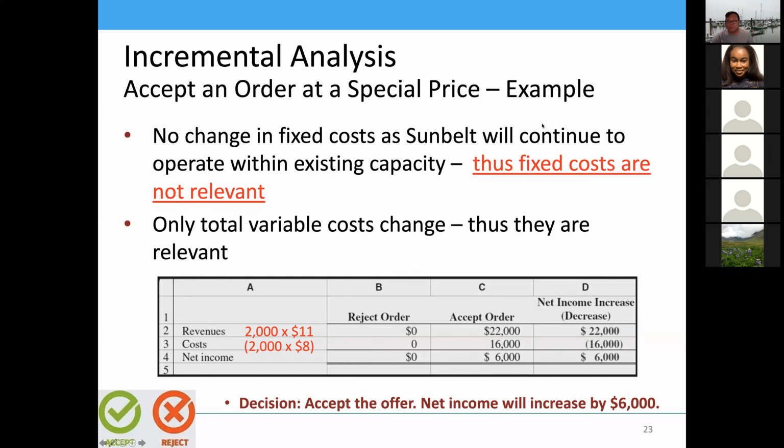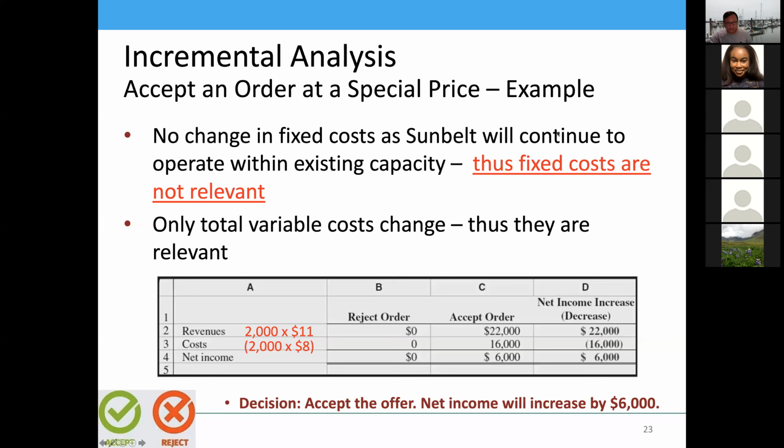Okay. Does anyone have any question? I just want to confirm. When we're talking about the total cost, then we don't take the order. But when we're talking about incremental analysis, because we don't use the fixed cost, we do take the order because we are still making money. Is that correct? No, we don't take the order. We still don't take the order. Because this is the right analysis, incremental analysis. This one is wrong.